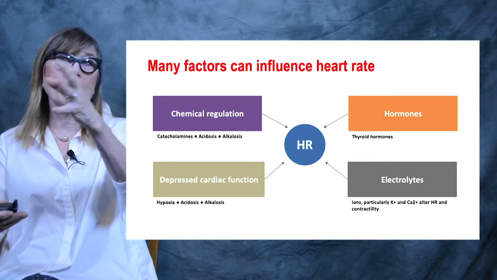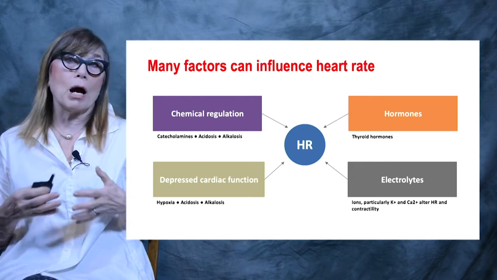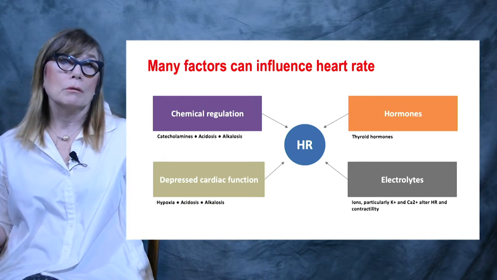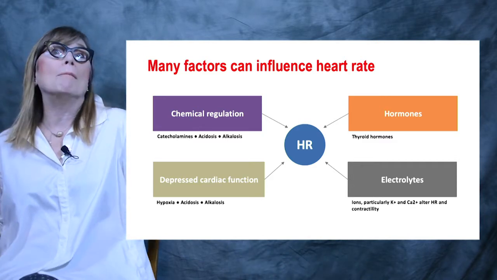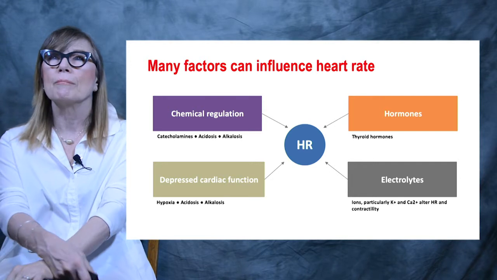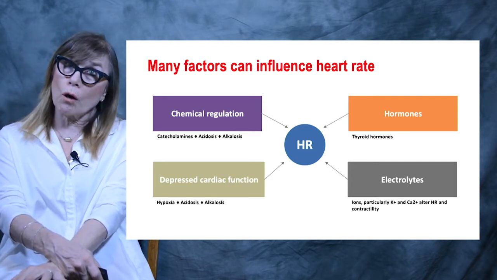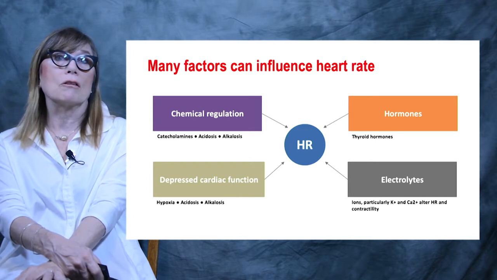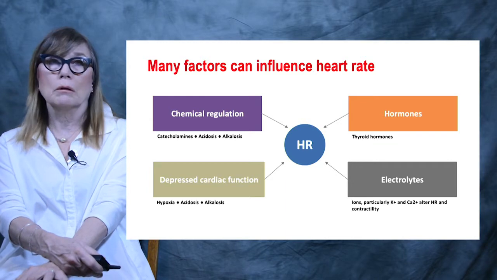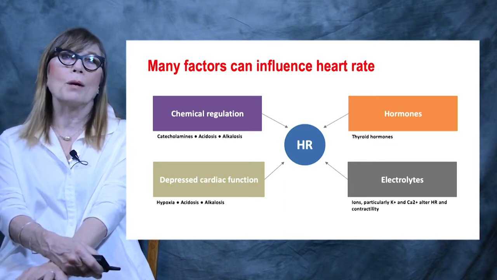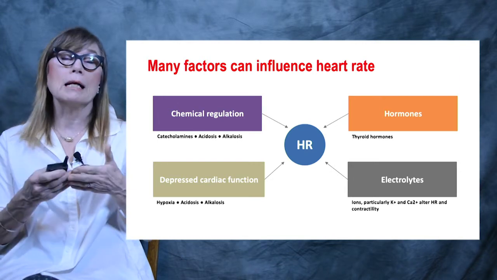Those are chemical regulations that are going to affect my heart rate. If I have loss of myocardial function, that's going to significantly impact my heart rate because the heart rate will go up to compensate for the loss of the cardiac function. Hormones can profoundly affect your heart rate, and the most important hormone that affects your heart rate is the thyroid hormone. Sometimes people forget that profound link between thyroid hormone and myocardial function, in this instance talking about heart rate.